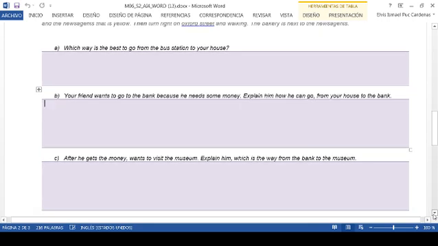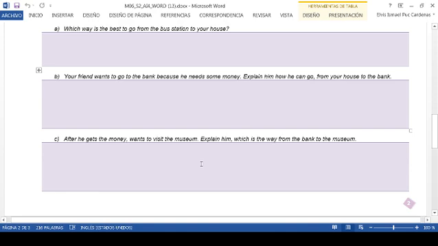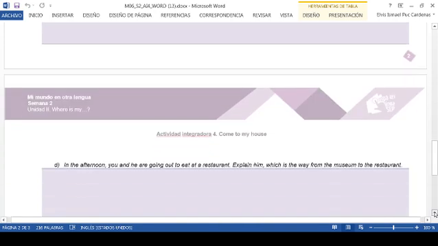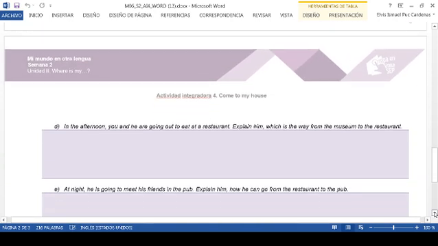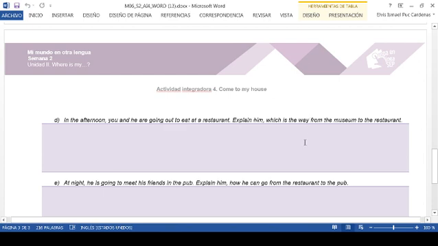After he gets the money, he wants to go to the museum. Explain him which is the way from the bank to the museum. Después de sacar el dinero o ir al banco, él quiere ir al museo, ustedes le van a decir del museo cómo llegar al banco. Lo mismo, vaya por la calle tal, doble en la calle tal y al lado de tal edificio se encuentra el museo.